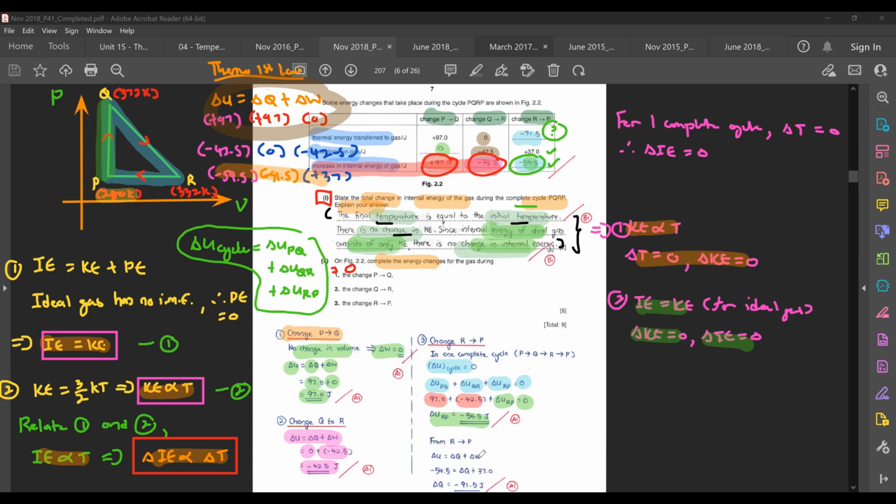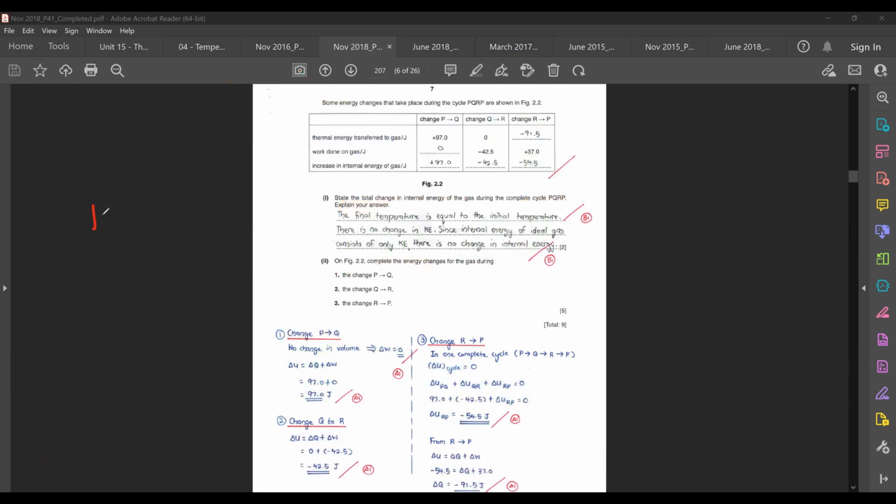Now, in your current case, doing it like this may not be the easiest way. It'll probably be easier to look at it like this. Delta U is equals to delta Q plus delta W. Delta U was negative 54.5. Delta W was positive 37. Find out what is delta Q. Delta Q is negative 91.5 joules. Okay, so this one is your last value. Okay, so that is for that specific part.